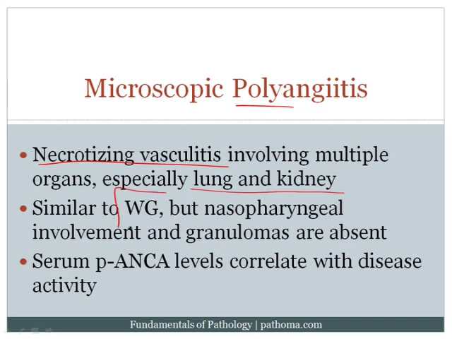Basically, it's very similar to Wegener granulomatosis. However, you're going to be missing a few things. In Wegener granulomatosis, you would expect to see nasopharyngeal involvement. In this disease, you will not see that. In Wegener granulomatosis, you would expect to see granulomas. In this disease, you will not see that. Finally, in Wegener's granulomatosis, you would see a C ANCA. However, in this disease, you are going to see a P ANCA. So those are some important distinctions.